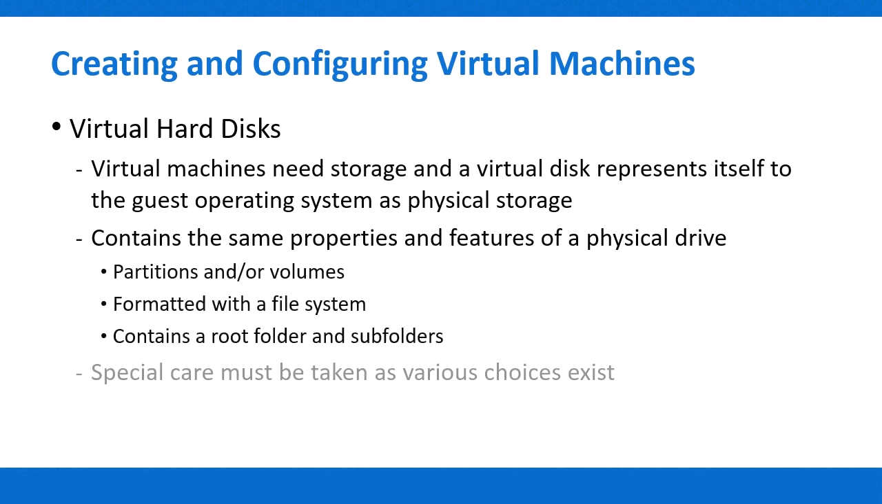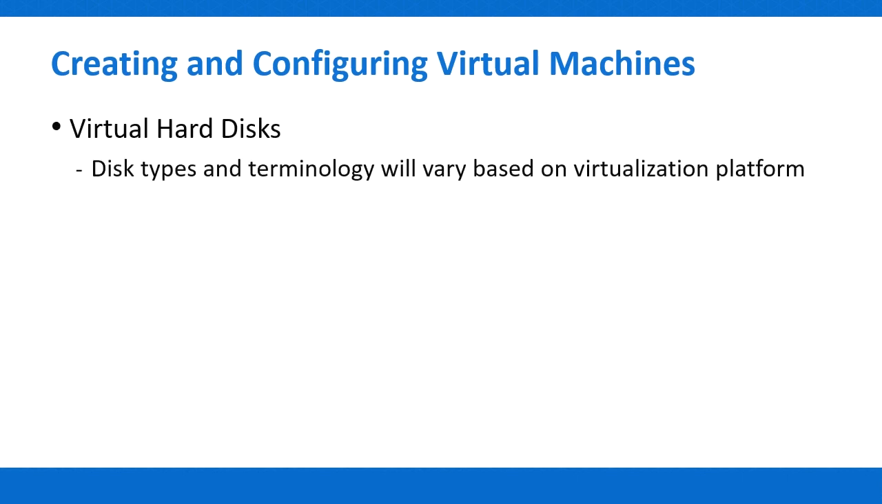Root folders, subfolders. But there are different choices to be made, and you need to take care and do this right. The type of disk, the name of the location of the disk, the size of the disk. Of course, every different manufacturer has different terms. So it's not as easy as just saying, okay, let's create a virtual hard disk for this virtual machine and put it here. There are some additional choices to be made. So let's take a look at some of those choices.